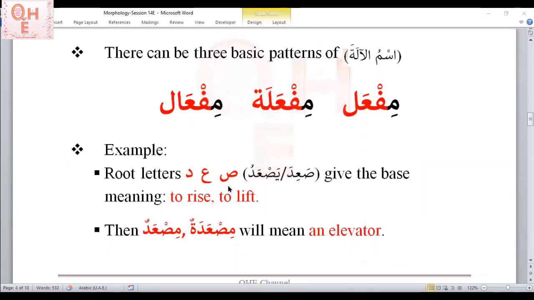Now let's go over a quick example. For the root letters Sad, Ain, Dal, which takes the pattern Sa'ida, Yas'adu, the base meaning is to rise or to lift. Then the tool to do this action, which is mis'ad, mis'ada, will mean an elevator. So this is the tool that is used to do this action, and this action is described by these three root letters.